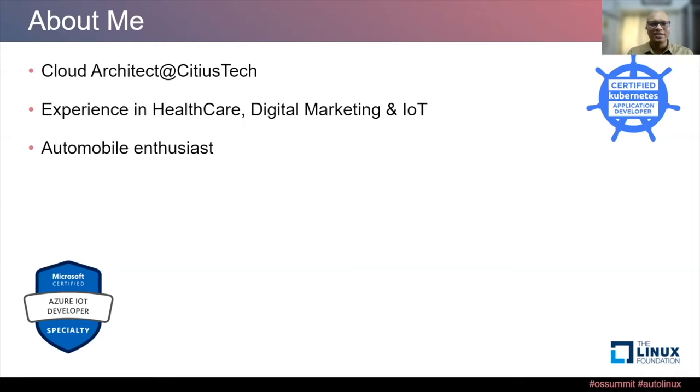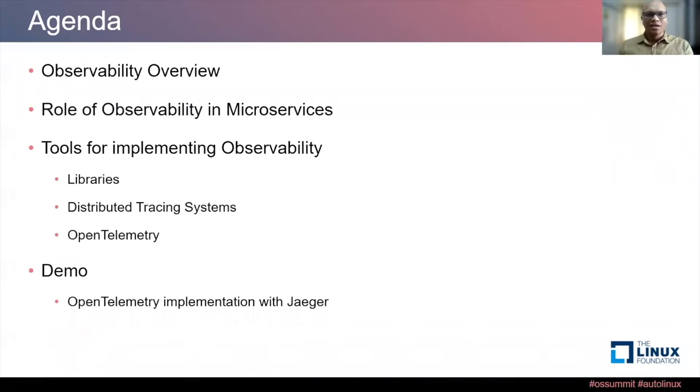So without any further delay, let's start with today's topic. So this is today's talk's agenda. We'll look at what is observability. We'll do an overview on observability, the role of observability in microservices, tools for implementing observability, libraries, distributed tracing systems, and we'll be specifically focusing on the new kid on the block, that is OpenTelemetry. And we'll have, followed by a demo of using OpenTelemetry with Jaeger. So without any further delay, let's jump in.